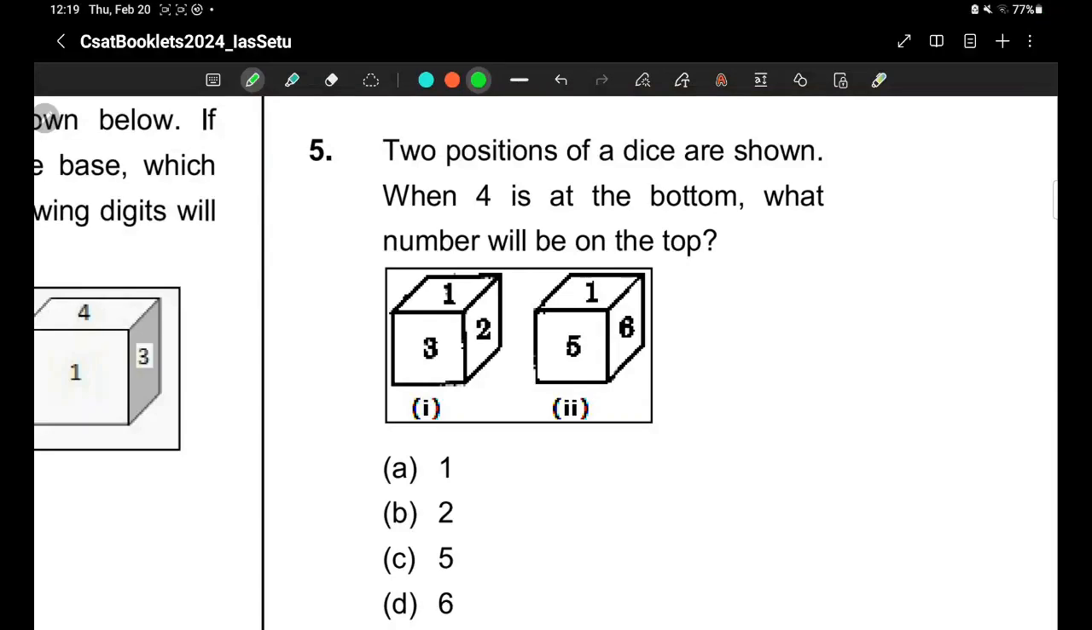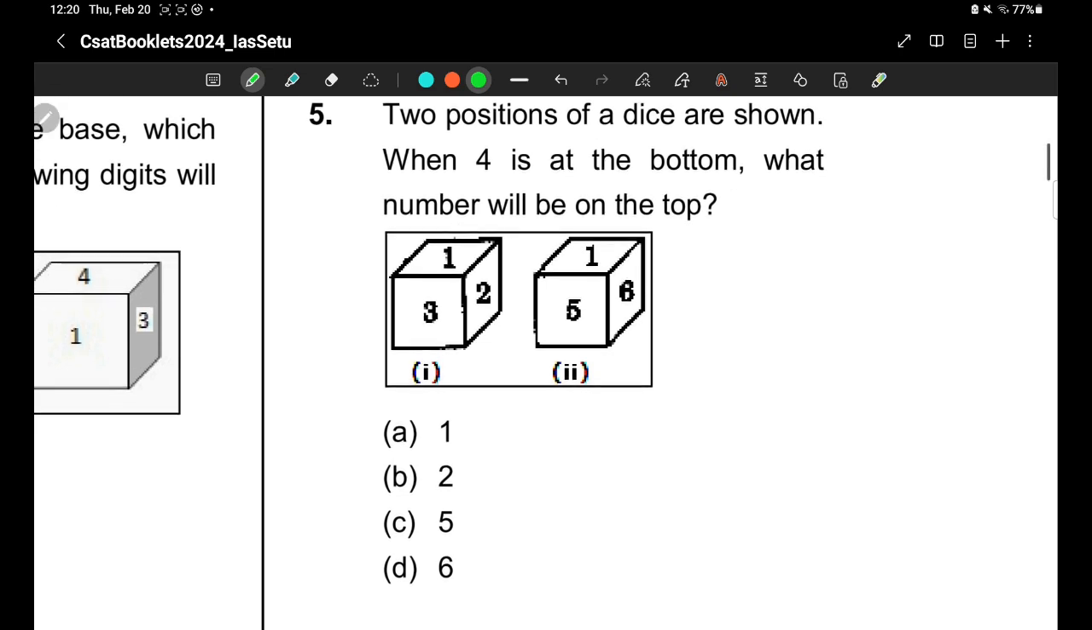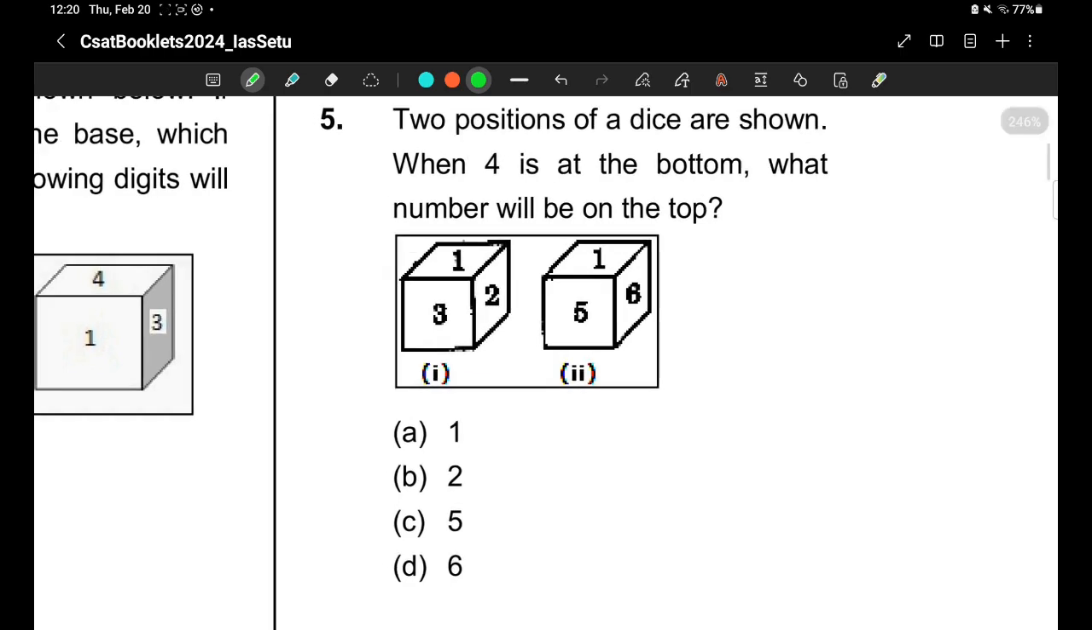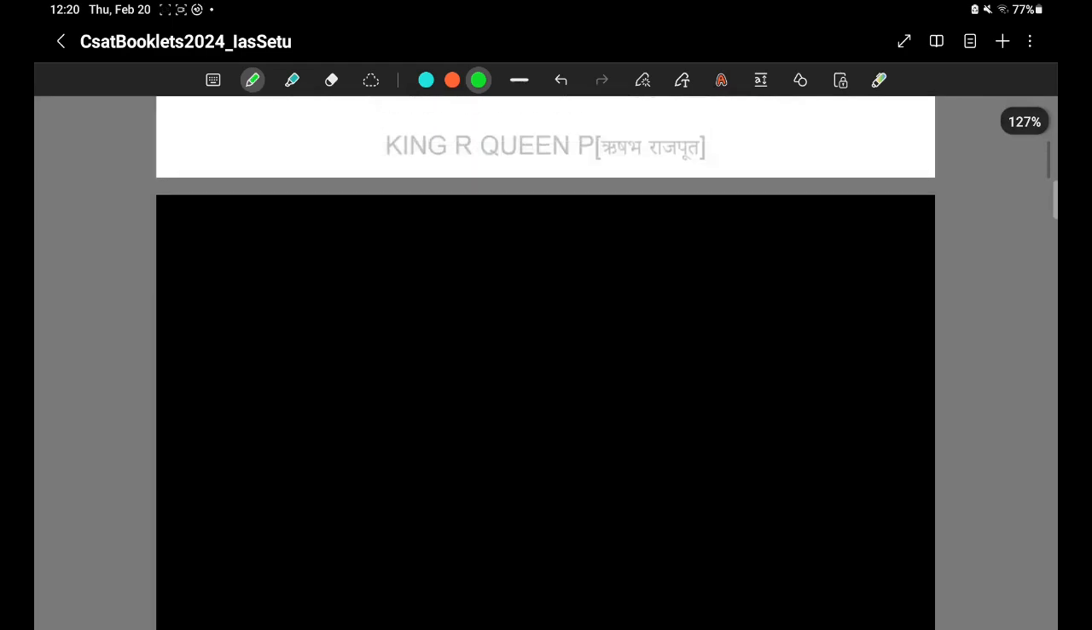So in this question, two positions of a dice are shown. When 4 is at the bottom, what number will be on the top? Okay, in this type of question, there is a trick which you can apply. I'll tell you that. Let me just tell you that first.